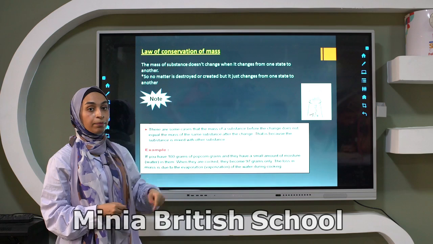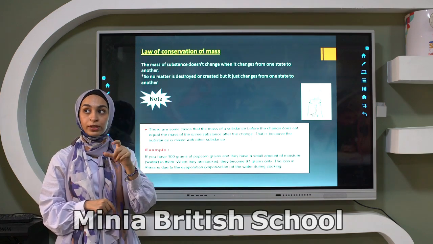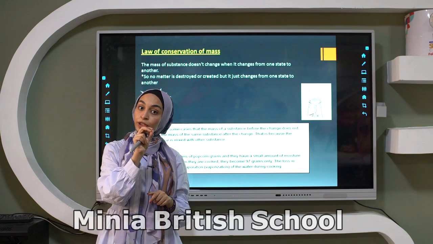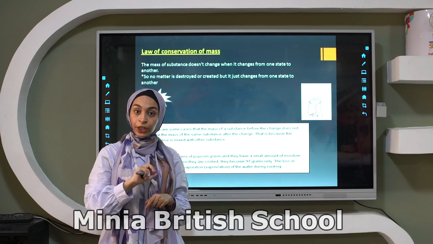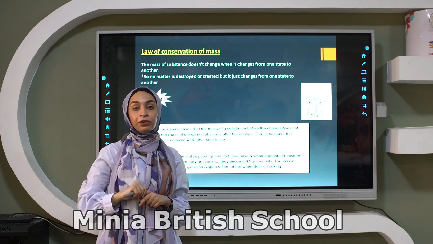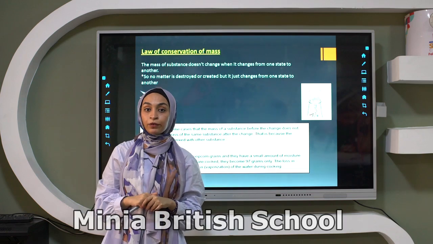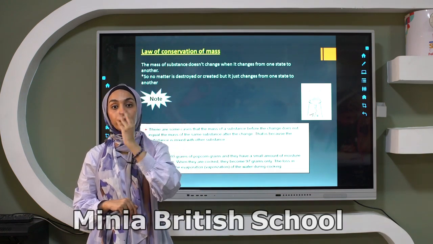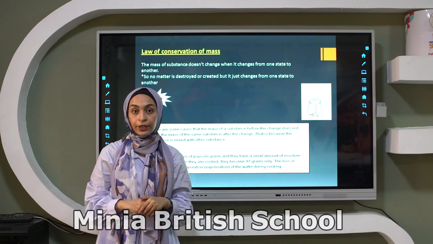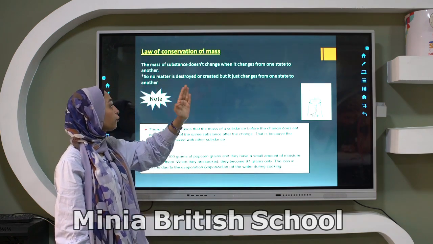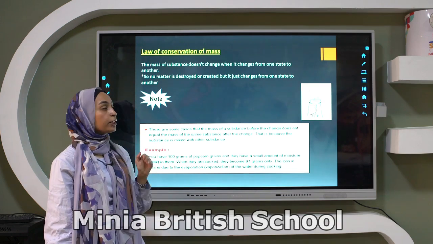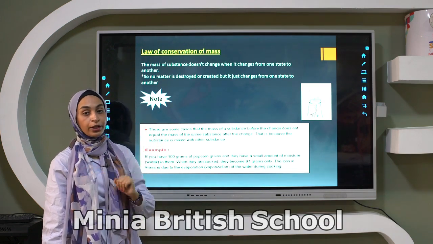In the second example, if you have a cup of juice which is liquid, and you measure its mass when it's liquid, then you put the cup inside the freezer and measure its mass after freezing. You can find that the mass of the juice before freezing equals its mass after freezing. This is the meaning of the law of conservation of mass. The mass of a substance doesn't change when it changes from one state to another.